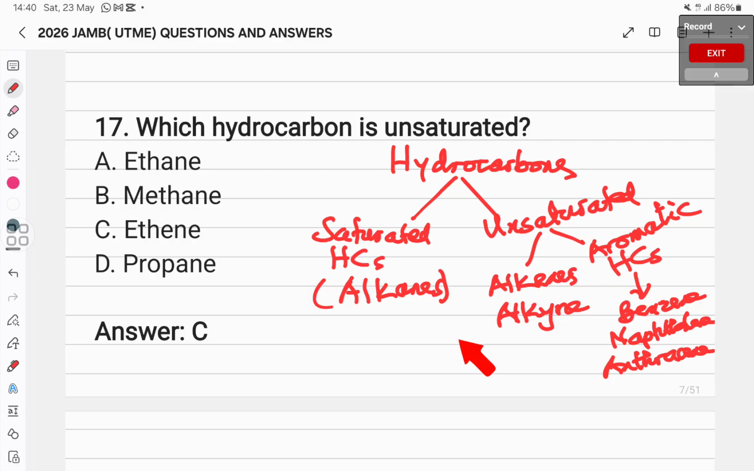So for the unsaturated, these are the unsaturated. And which one is here? We don't have benzene, we don't have aromatic here. So the only one that answers the question is option C, ethene.